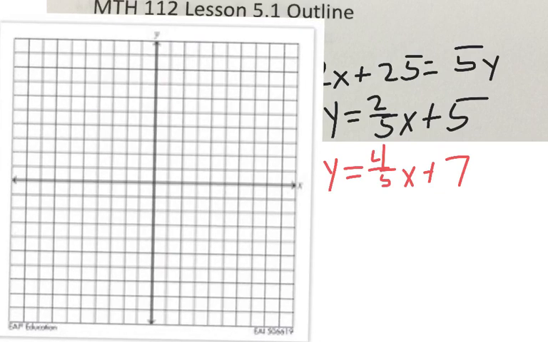So the top equation has a y-intercept of 5, a slope of 2/5, which means I want to rise 2, run 5, which would put me there. I could also go down 2 and left 5, which is here. Use my line tool.